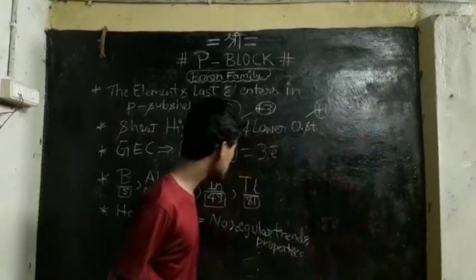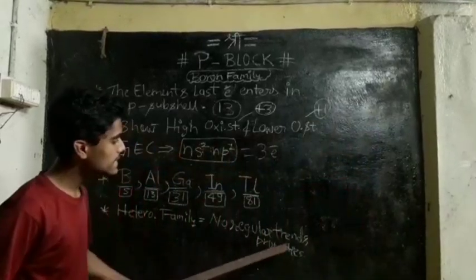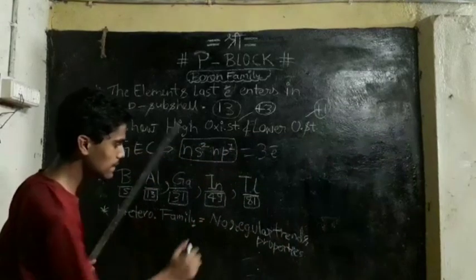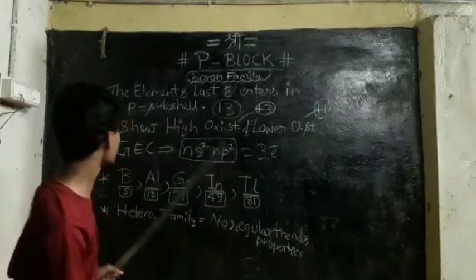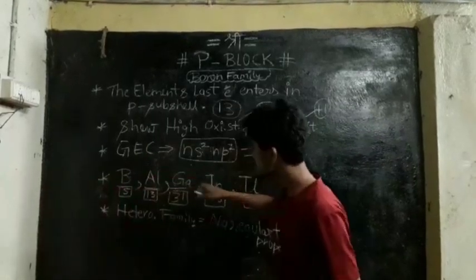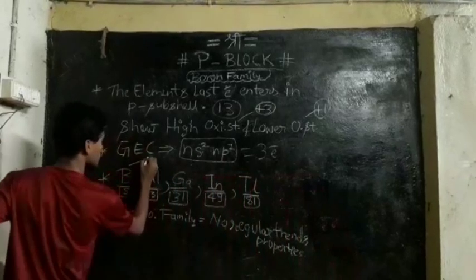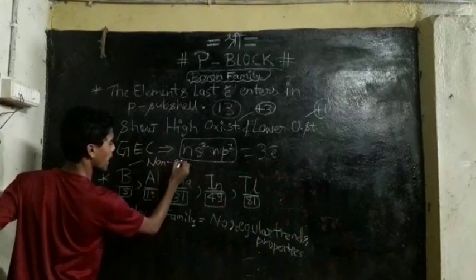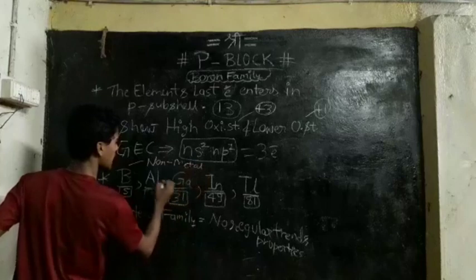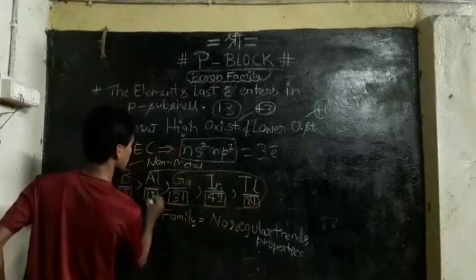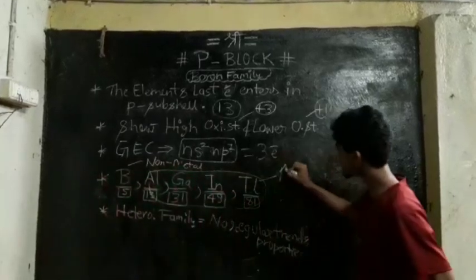This is because there is no regular trend in their properties, such as chemical properties and physical properties. In these elements, boron is a non-metal. All the other elements are metals.